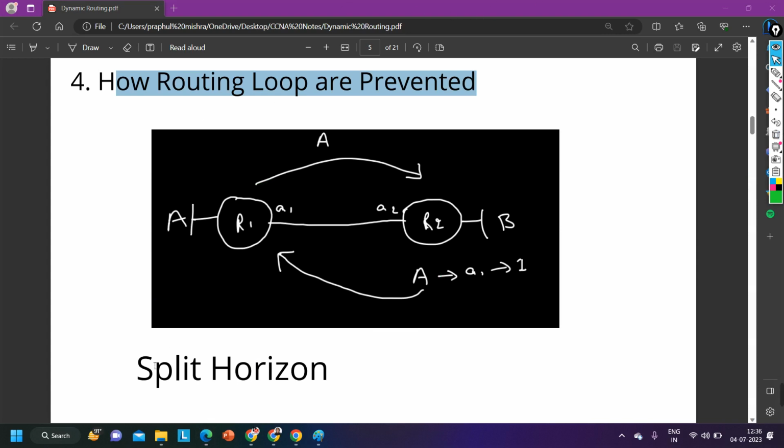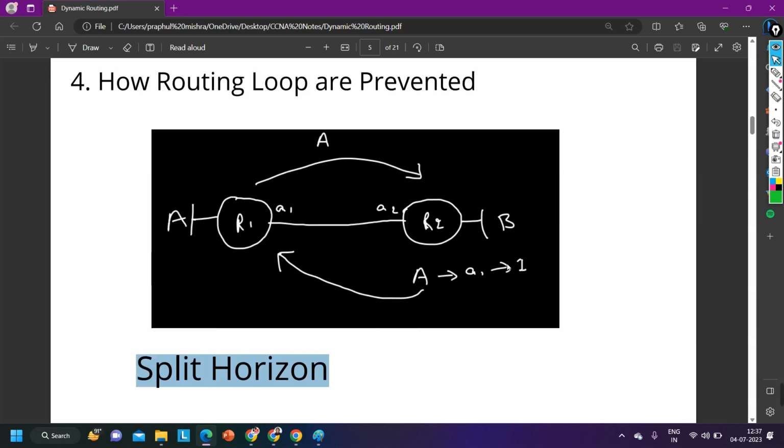To prevent loop, we have the concept of split horizon. Like in this diagram, you can see router 1 is advertising network A, yes or no? Yes. And router 2 is also advertising the same network A information to router 1, yes or no? Yes. This is a loop.